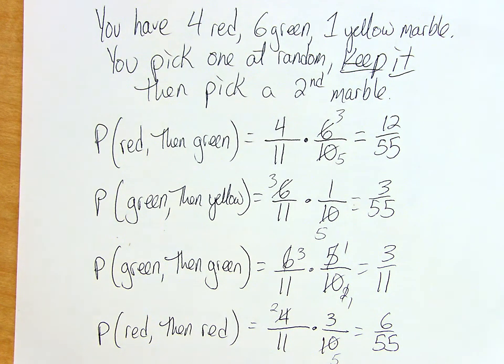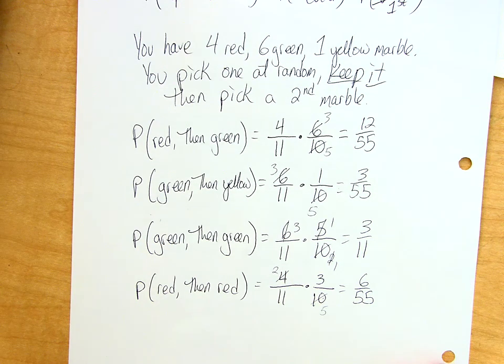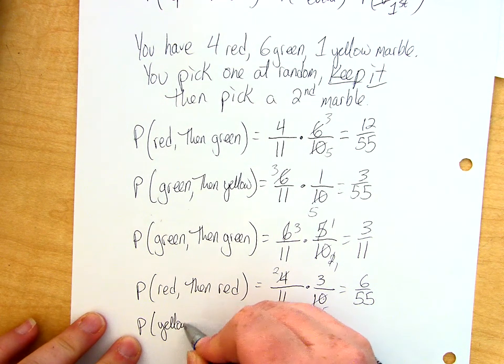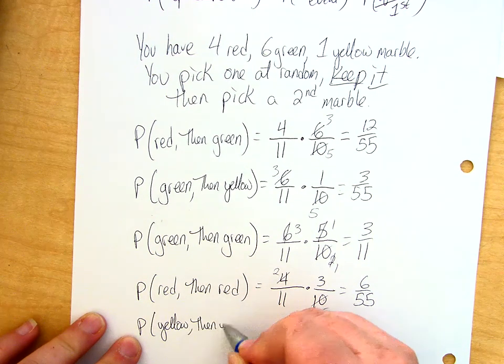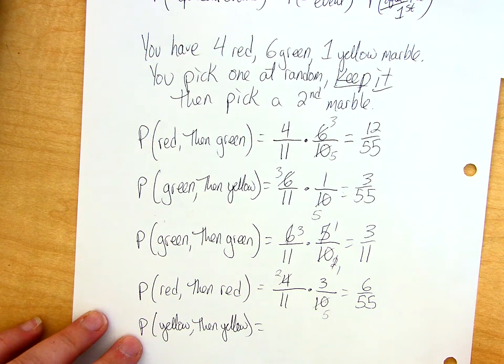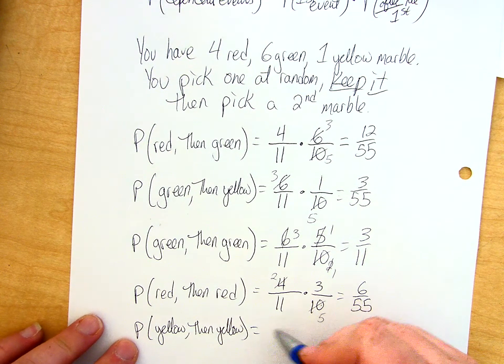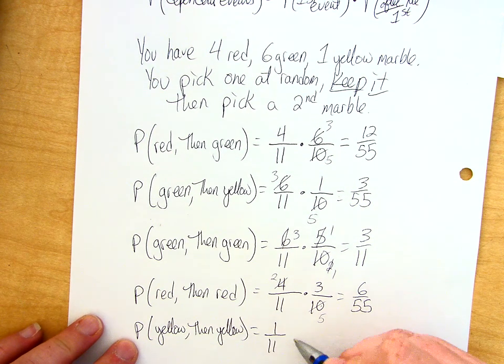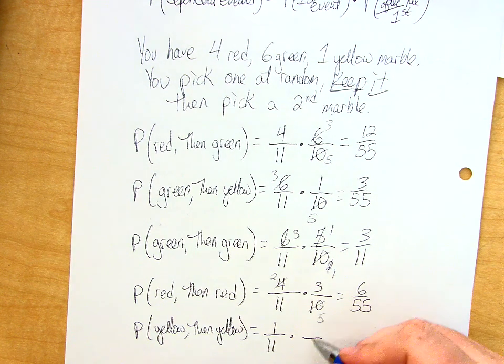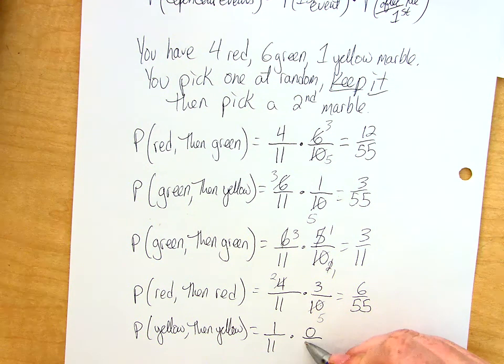I don't know if you guys heard what Nate and I were talking about. If I tried to do yellow, then yellow, what's the probability you're going to pick yellow the first time? 1 out of 11. When you go to pick, remember, you're keeping it. So if you pick the yellow marble out, you're not going to pick another one. There isn't another yellow. So it's 0 out of 10.